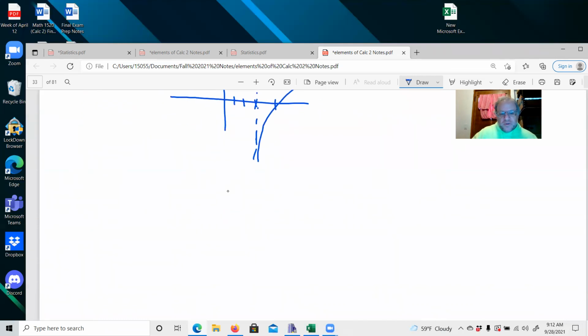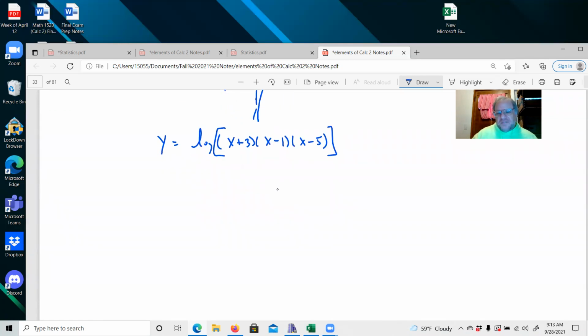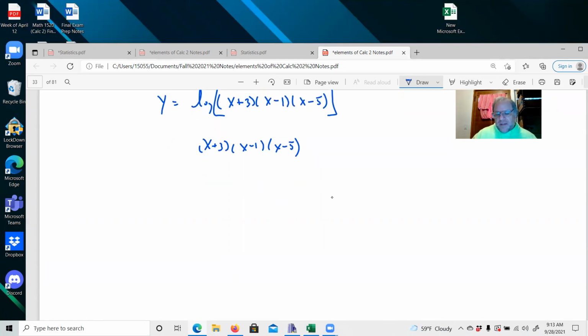What if I ask you to graph something like y is equal to log of x plus 3, x minus 1, and x minus 5? Uh-oh. You remember your 2.2, how to graph polynomials, like it was yesterday, of course you do. So really what we're going to work on is x plus 3, x minus 1, x minus 5. So how do we graph that?